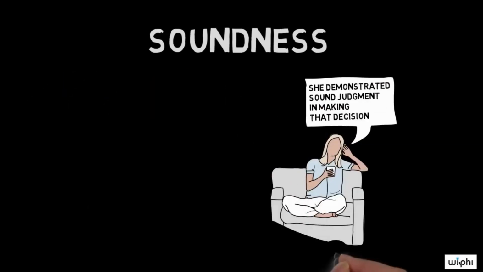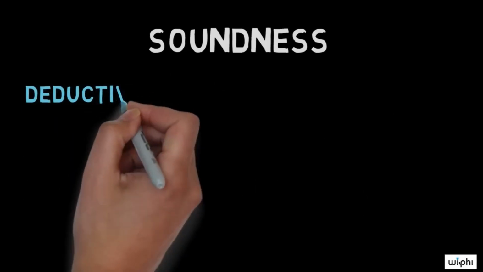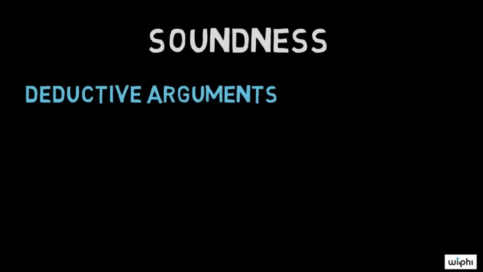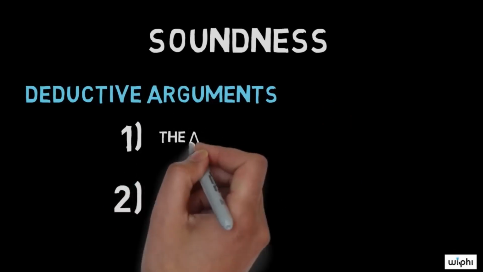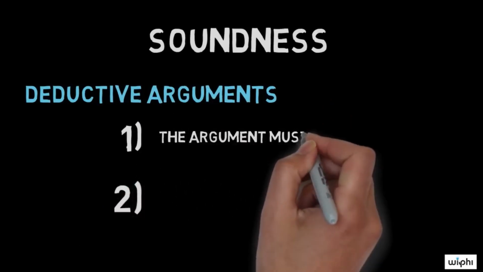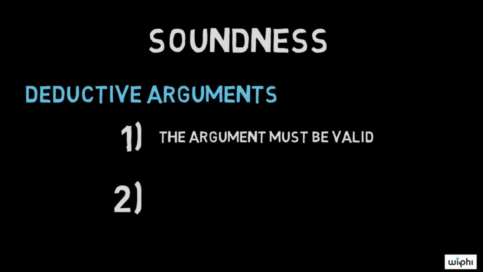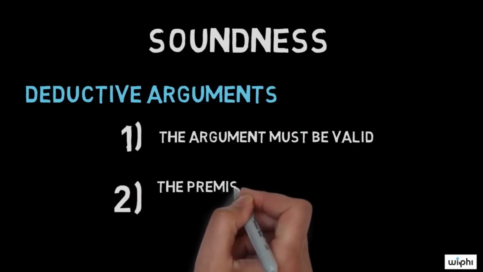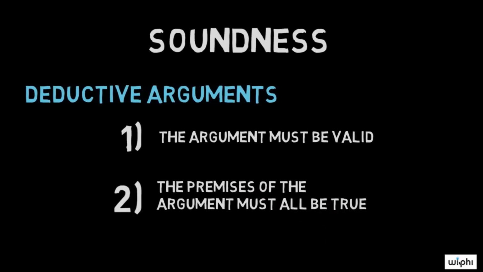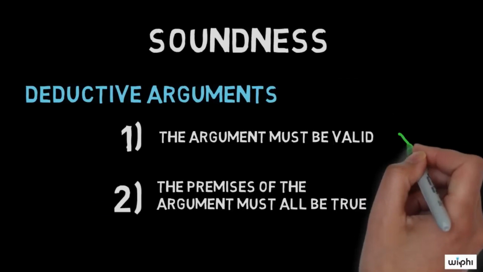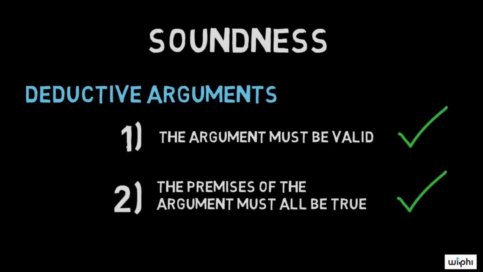In philosophy, soundness, like validity, applies only to deductive arguments. In order to be sound, an argument must meet two requirements. First, the argument must be valid. All invalid arguments are unsound. Second, the premises of the argument must all be true. Any argument that has even a single false premise is unsound. To be sound, an argument must meet both requirements.